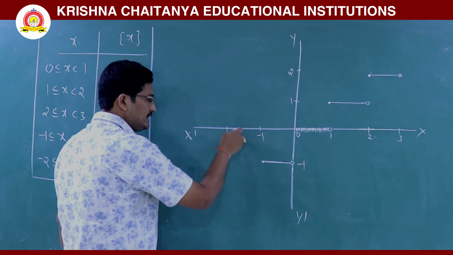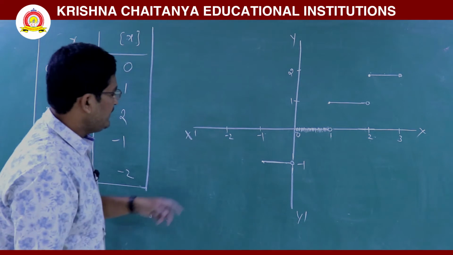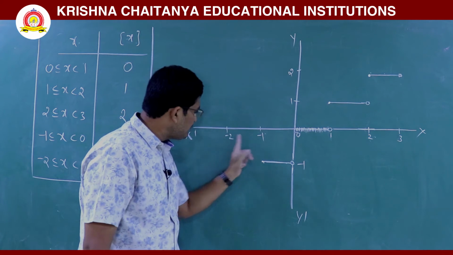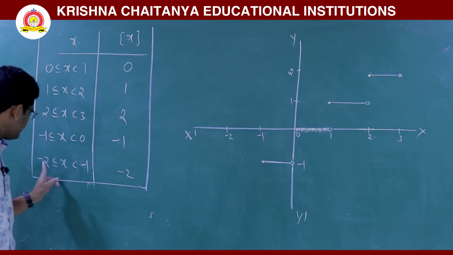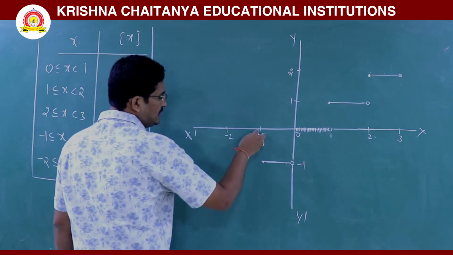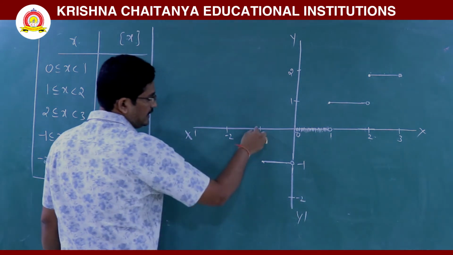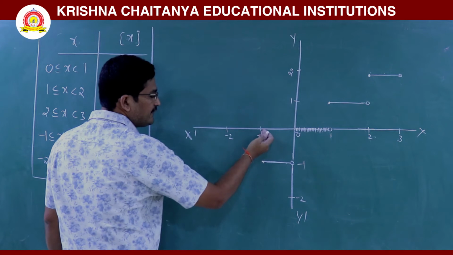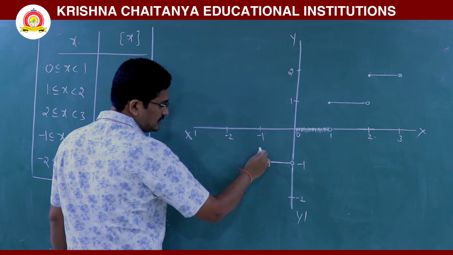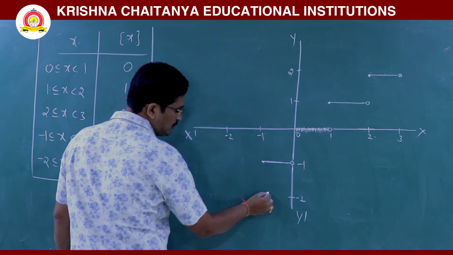If x comes to this region, all the values are like -1 point something, which lies between -2 and -1. When x lies between -2 and -1, the step of x is -2. So the value lies here, then the step is -2. At x equal to -1, the step is -1. If x moves here, the step is -2, then it jumps to here, but at x equal to -1 it is not equal to -2, so put a hole here.